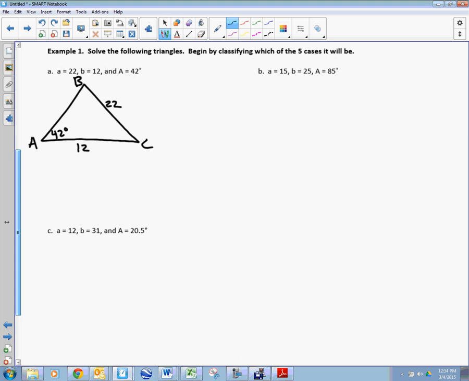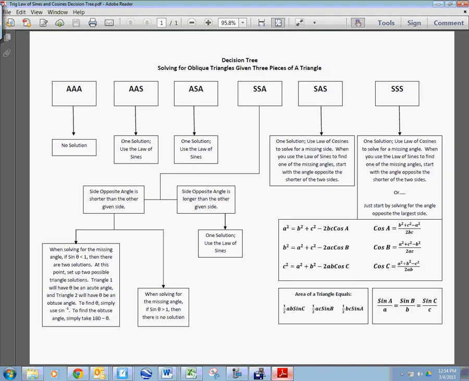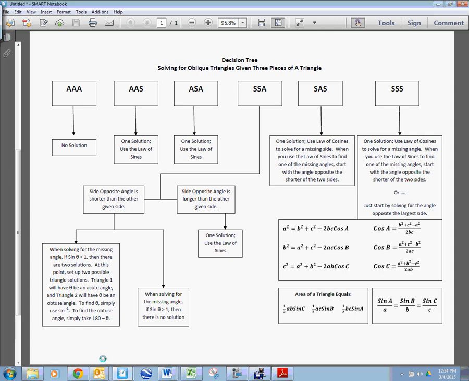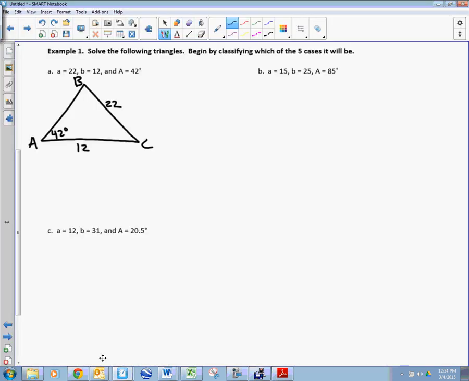Okay? So, I go to my decision tree. My decision tree says it's side, side, angle. First, I must determine, is the opposite side longer or shorter? Which one is it in this scenario? Opposite side longer. My decision tree tells me there's how many solutions? 1. So we just set it up like we did yesterday. It's no big deal. A, B, C, little a, little b, little c.